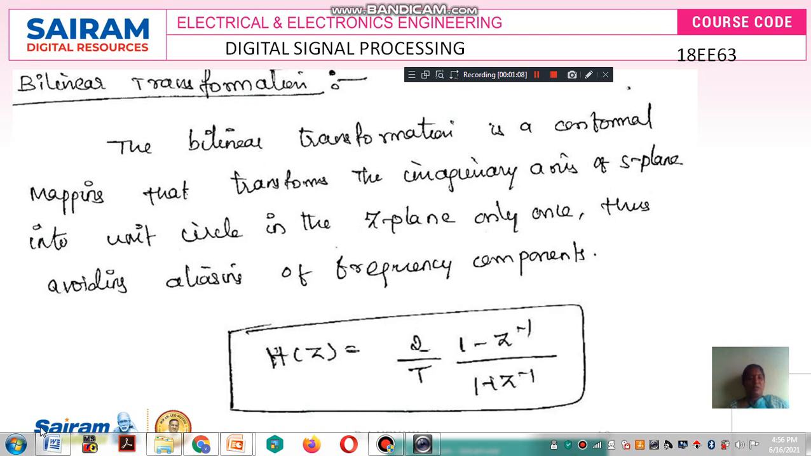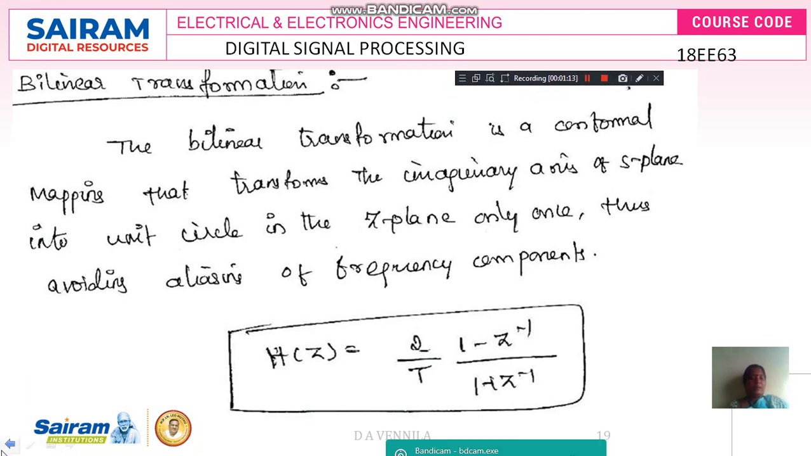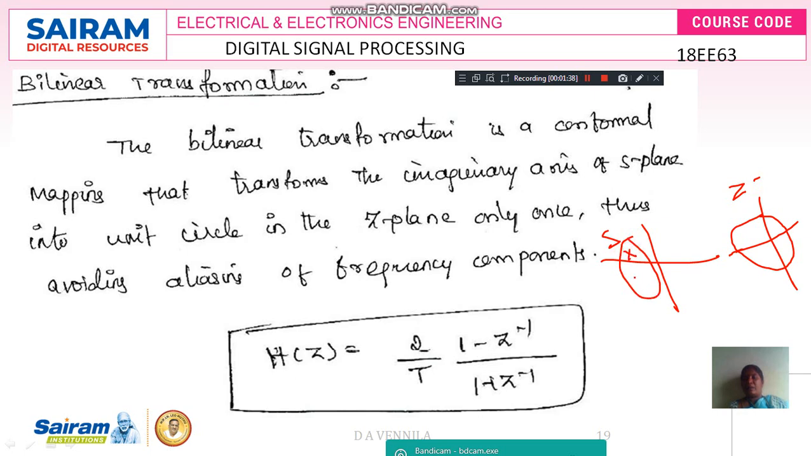For example, I will show the S plane and Z plane relation. This is your S plane, and this is your Z plane. We know that the Z plane is represented by the unit circle. All the poles and zeros will be represented inside the unit circle, and in the S plane they will be represented in the left half. This is nothing but your zeros and poles. While transferring these zeros and poles to digital, that is to the Z plane, what will happen?